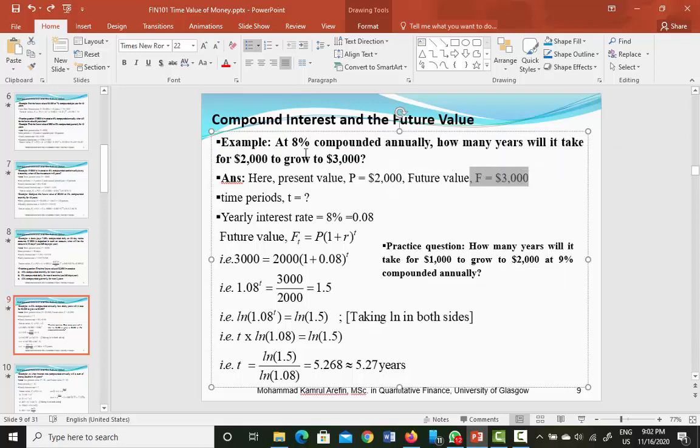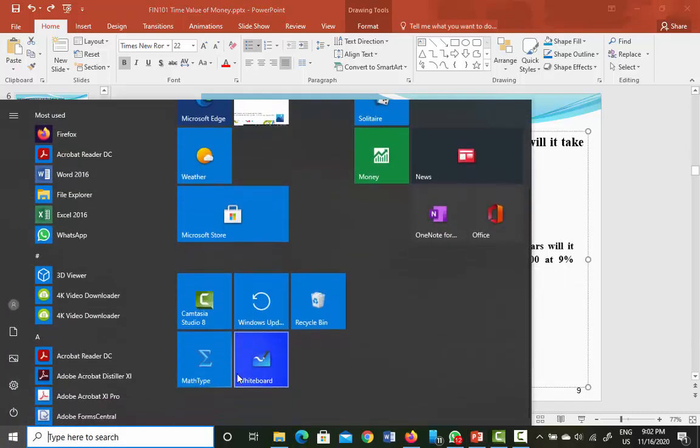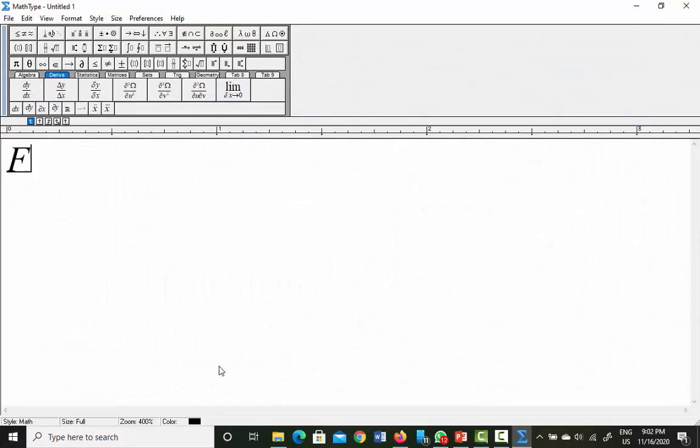We already know the interest rate. The question is asking how many years it will take, that means the period of investment. We need to find out the value of T. The interest rate is an annual rate, and it will also be compounded on an annual basis, so we don't have to do anything. So see here, let us do it. Future value is equal to P into 1 plus R power T.